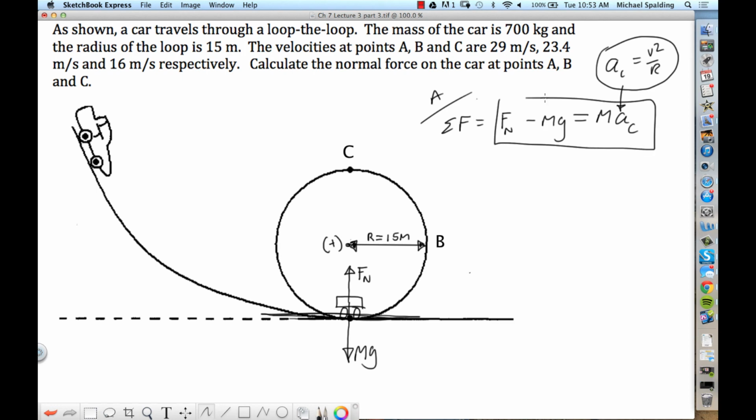So now when you solve this for normal force, you're going to get normal force equals mv squared over r plus mg. I would factor out the m just to make it easier. So that's v squared over r plus g. When you plug the numbers in, you get 46,107.